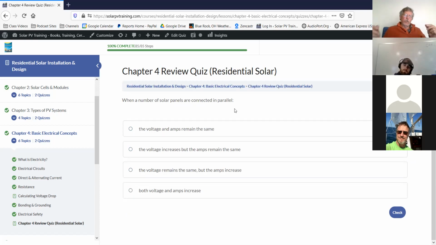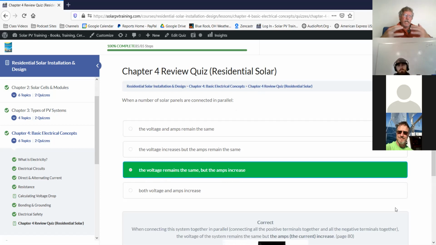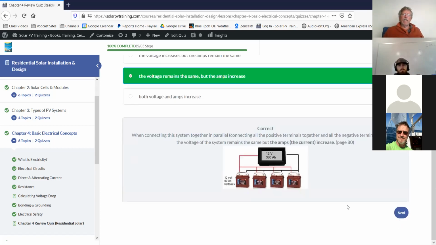So if you hook 2 positives, 2 negatives together, then you're going to get an increase in amperage, but the voltage will remain the same. So the voltage remains the same, but the amps increase. And the reason you would do that, typically you hook things up in series to get them to the right voltage for whatever your application is. You hook things up in parallel to get enough power to deal with whatever you're using.